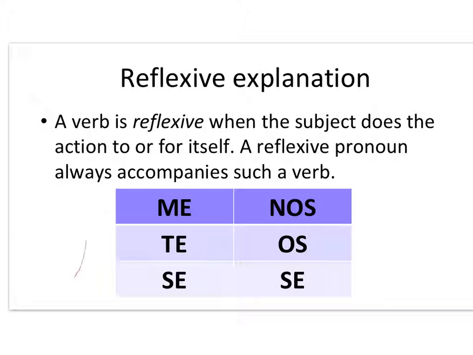But the important thing is that they're always accompanied by one of these pronouns. So if it's in the yo form, you need me, tú form, you need te, se, nosotros, you need nos, okay, and then it goes through. So as long as you attach them, we'll look at an example here.